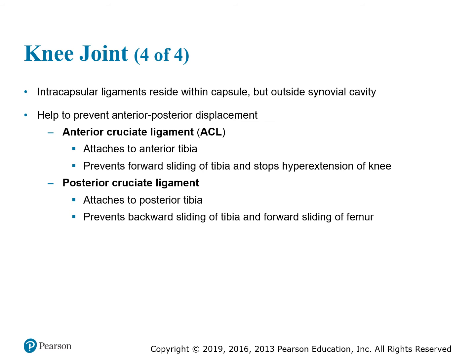Intracapsular ligaments reside within the capsule of the joint, but outside the synovial cavity. These intracapsular ligaments help to prevent anterior and posterior displacement of the knee joint. They include the anterior cruciate ligament, or the ACL. This attaches to the anterior tibia and prevents the forward sliding of the tibia. It also stops hyperextension of the knee. The posterior cruciate ligament attaches to the posterior tibia and prevents the backward sliding of the tibia and the forward sliding of the femur.